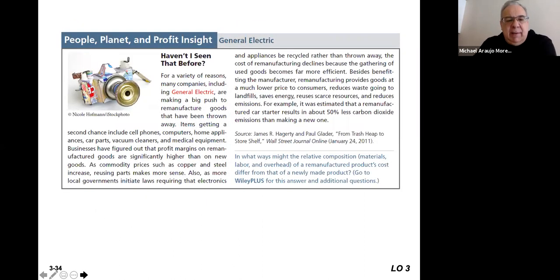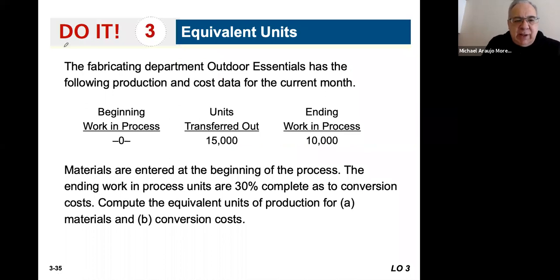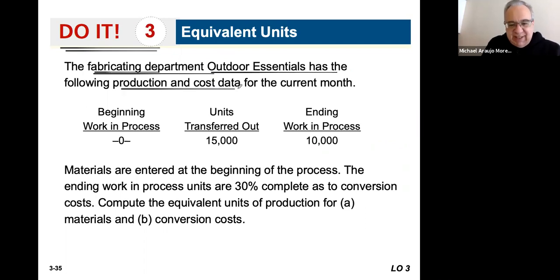All right, I'm going to flip through this to get to the do-it exercise for equivalent units. This is also part of your homework between now and Thursday. Here we have the fabricating department, and I am not fabricating this at all. This is not made up, it's from the book. The fabricating department, Outdoor Essentials, has the following production and cost data for the current month. They have no beginning work in process. They have transferred out 15,000 units, and they have ending work in process of 10,000 units.